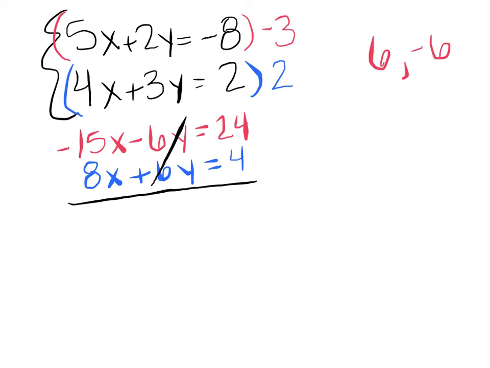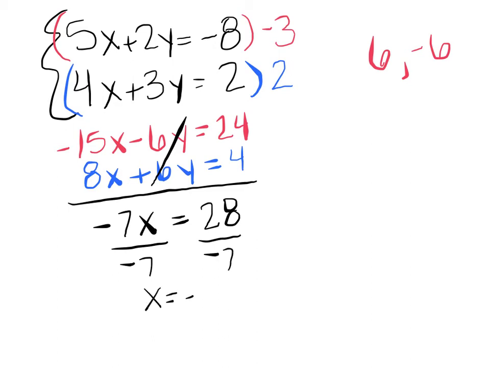The 6y and the -6y cancel out. So we have -15x plus 8x, which is -7x. We have 24 plus 4, which is 28. Divide both sides by -7. You get x equals -4. So that's the first part of our ordered pair solution.